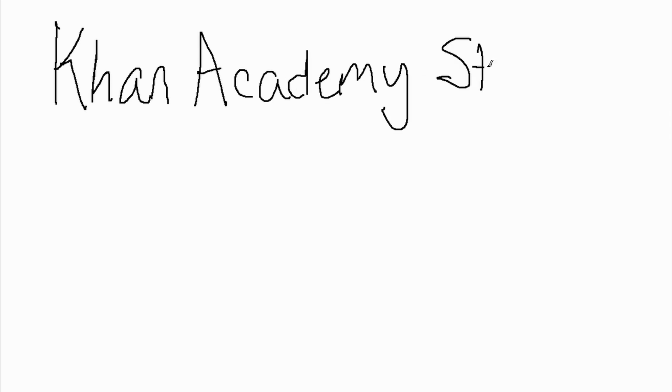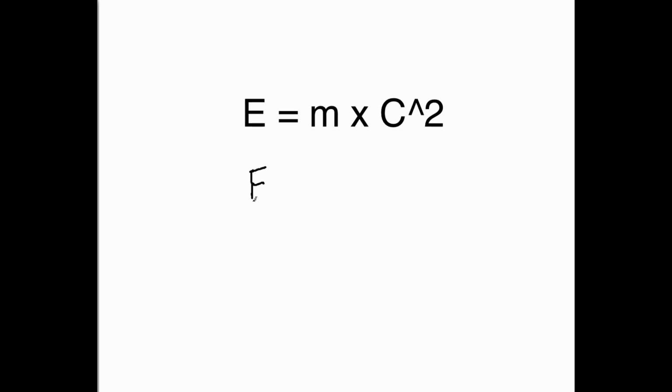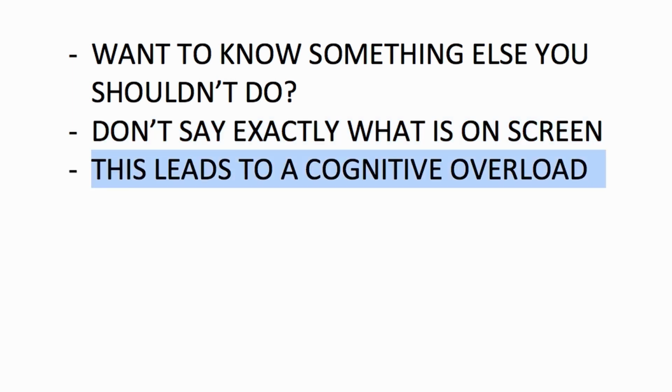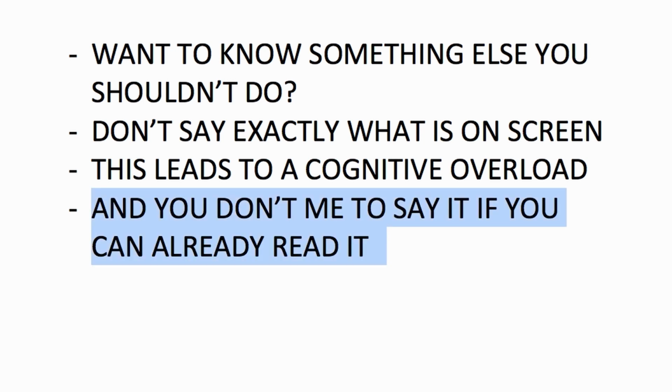You don't always have to see me. It's okay not to be seen and just have text or information on the screen. This is sometimes called in the MOOC world the Khan Academy style of video, popular with tutorial type lectures. But if you're going to do this, students are more receptive to seeing you actually write your text instead of typing it. Want to know something else you shouldn't do? Don't say exactly what is on screen. This leads to a cognitive overload, and you don't need me to say it if you can already read it.